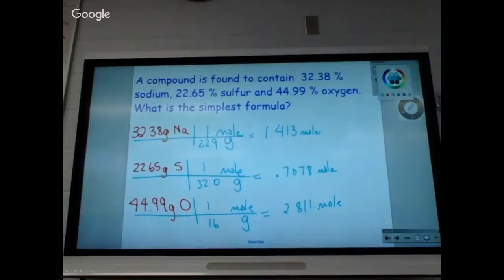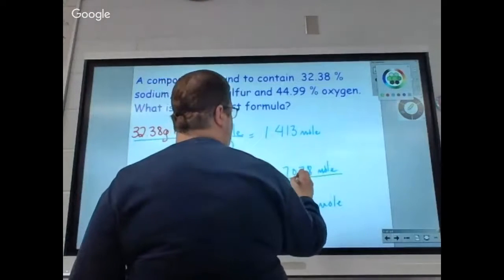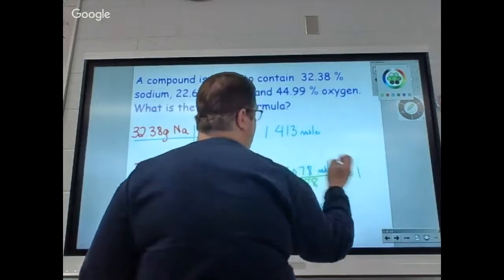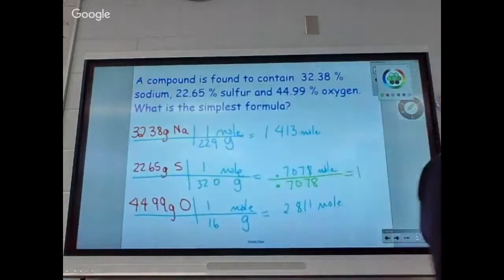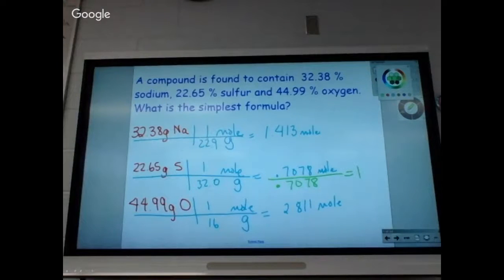All right, so if we look at step 3, what does step 3 say to do? Divide by the smallest. So which is the smallest number up here? Okay, so we're going to divide by 0.7078, and I get a 1. Now, the rest of that step says to do like you would in math class. If you divide by 3 on the left, you divide the other side by 3, right? So now we need to do what with those other numbers? Divide by the same thing.